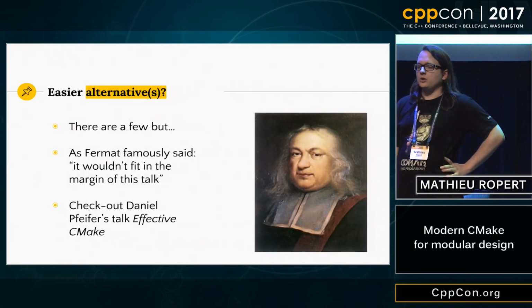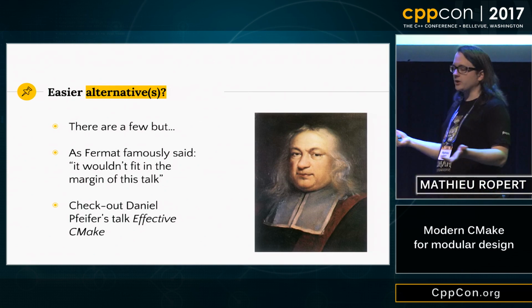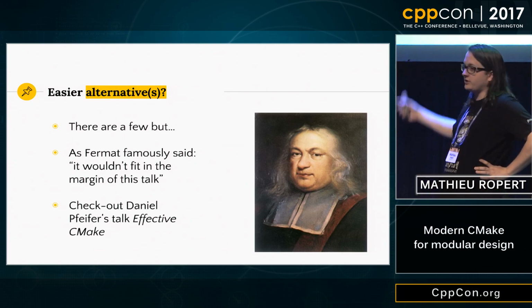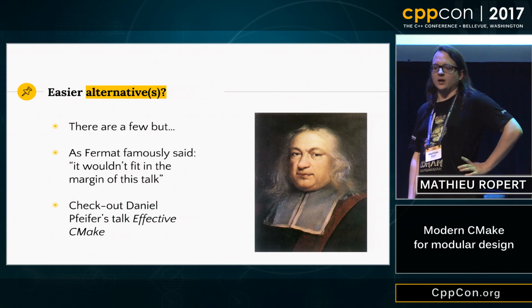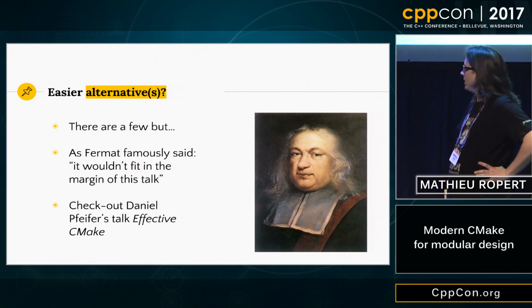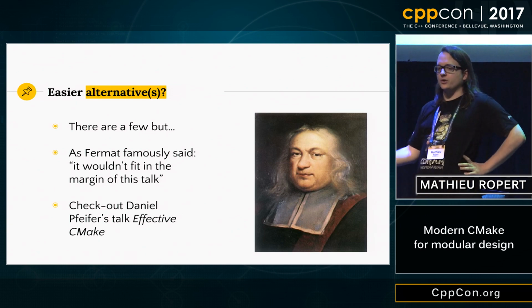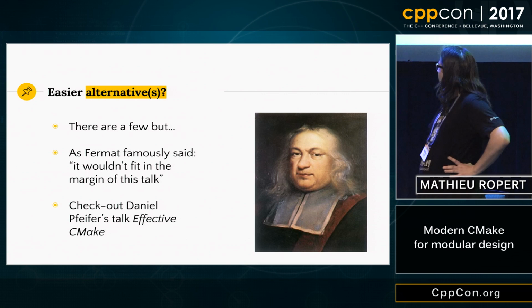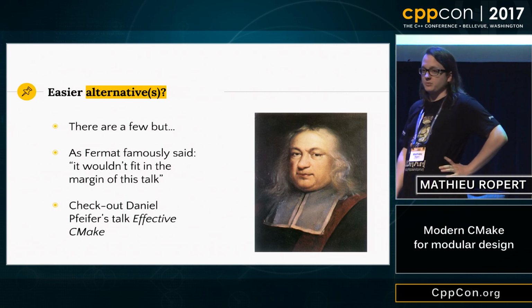Can we have easier alternatives? Well, yeah, there are some. But as some famous French mathematician said, it doesn't fit on the margin of this talk, so I won't be able to give you all the details. Still, like I said before, Daniel Pfeiffer did a very nice talk about CMake, which is called Effective CMake, I think? Yeah, Effective CMake. It was at C++ Now in Aspen.